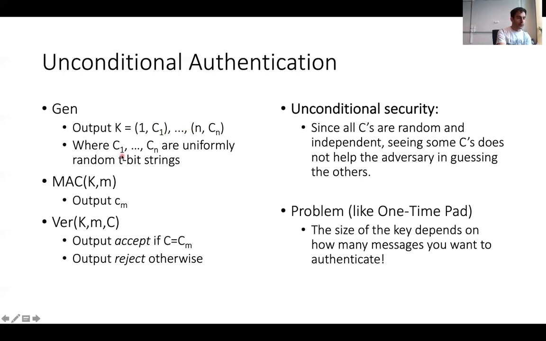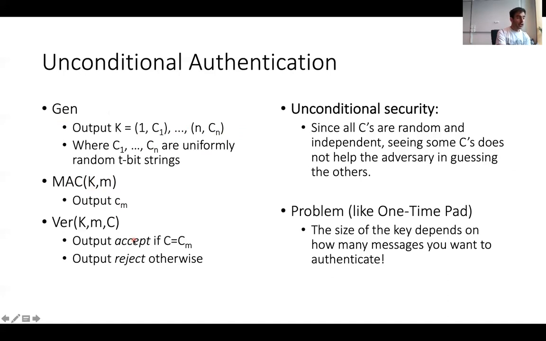So these strings are chosen uniformly at random by the key generation algorithm. And outputting a MAC is very simple. If you have a message and you have the key, you simply look up in this table the code corresponding to your message M, and that's the MAC you output.